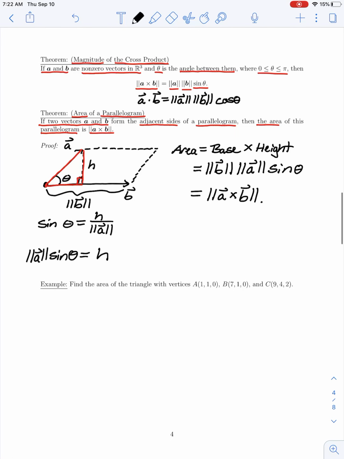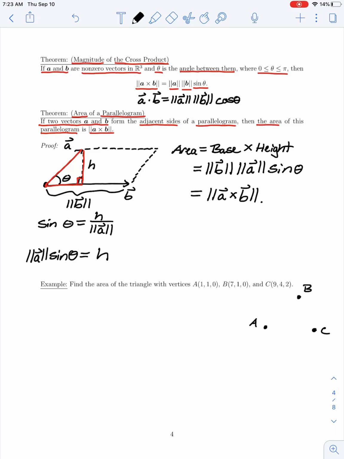So in this next example, let's consider the following problem. We're asked to find the area of the triangle whose vertices are A, B, and C, which are these 3 points in space. So we want the area of some triangle in space. So let's think about how we could find this. So we have points A, B, and C, not drawn to any scale here, just to illustrate the idea.